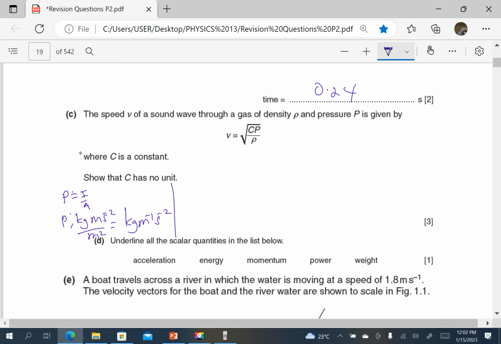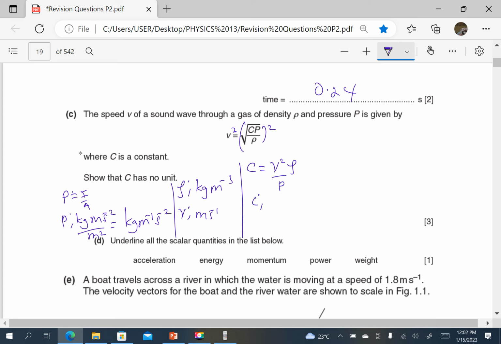Then the other one is density. Rho is kilogram per meter cubed. V is speed, which is meters per second. So we make C the subject. Square both sides. This side squared, the other side squared. The square root goes off. So you see that C is going to be V squared times rho over P.